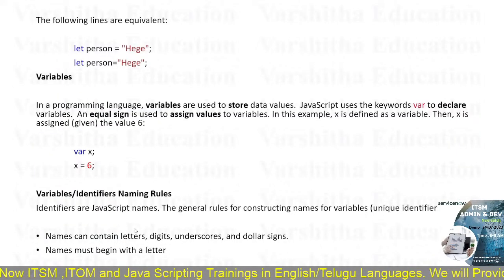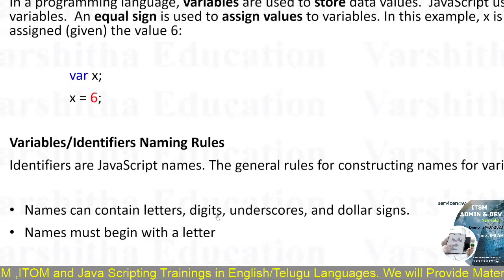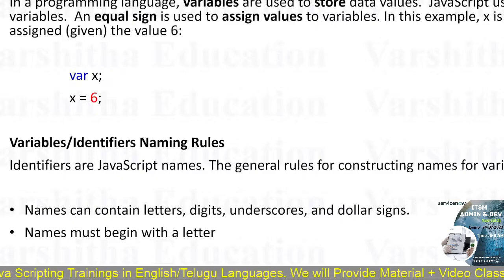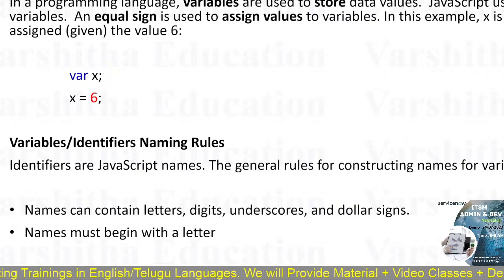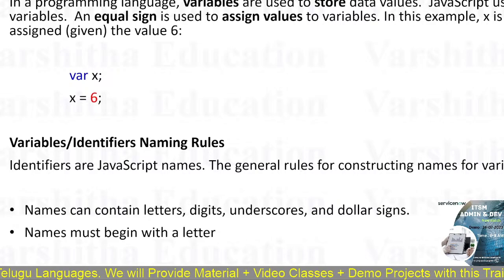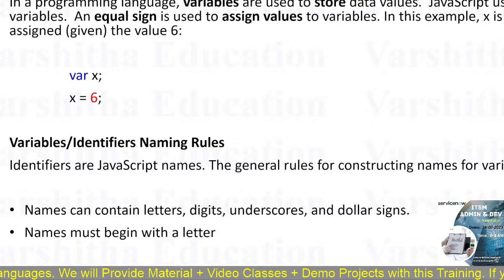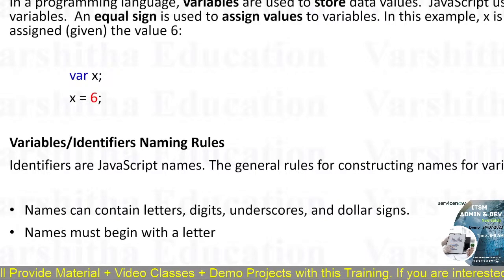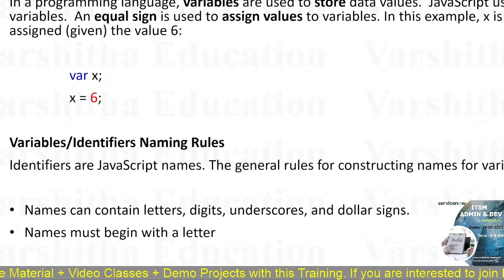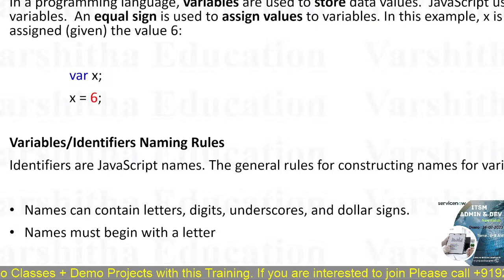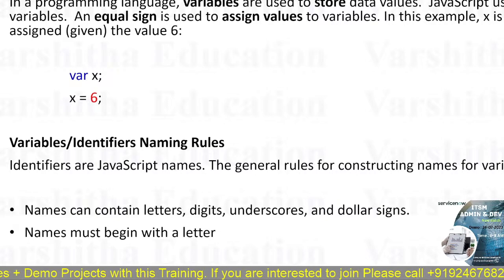See here, the names can contain letters, digits, underscores, and dollar signs. If you want to give a variable name, you can give any letter, whether lowercase or uppercase, as well as digits, like 1, 2, 3, 4. Underscores and dollar signs you can also provide. These are all acceptable, but the condition is given in the next line: names must begin with a letter.